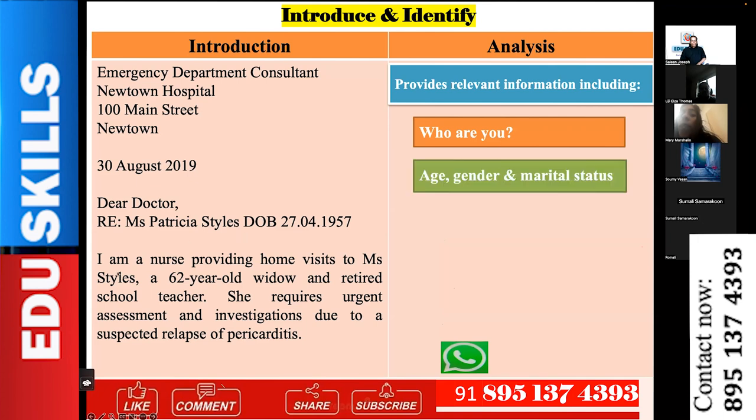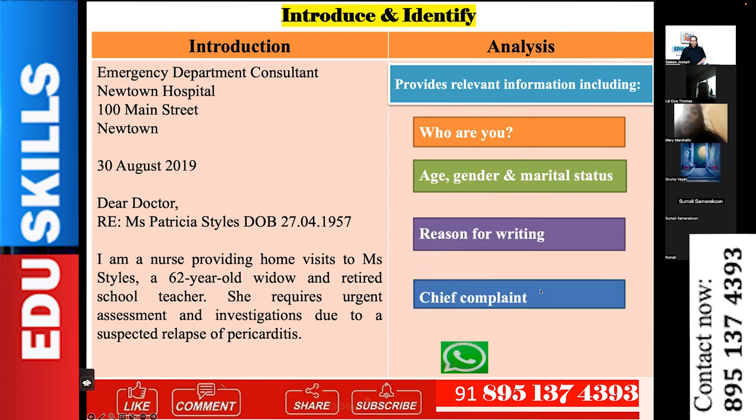Who are you? Who is the nurse? I am a nurse providing home visits to Ms. Styles. Age, gender, and marital status of the patient. Then reason for writing. Why are you writing? What is the chief complaint? If there is a degree of urgency, she requires urgent assessment, or she could require assessment and investigation. Since it is an emergency, you can put urgent if need be. Otherwise, at least these four aspects should be there.